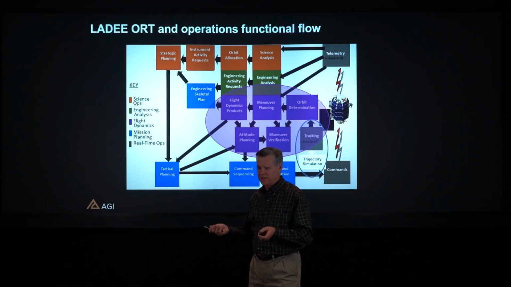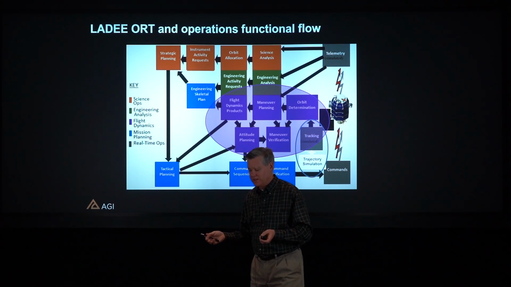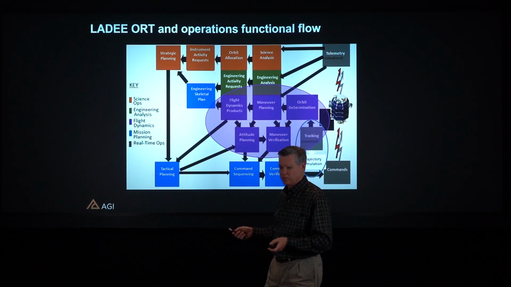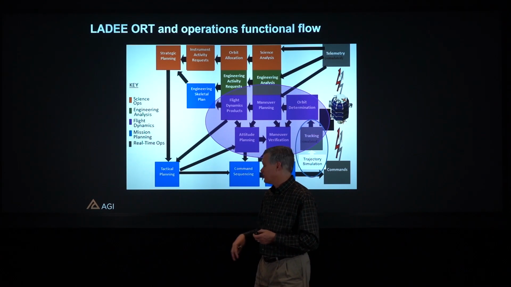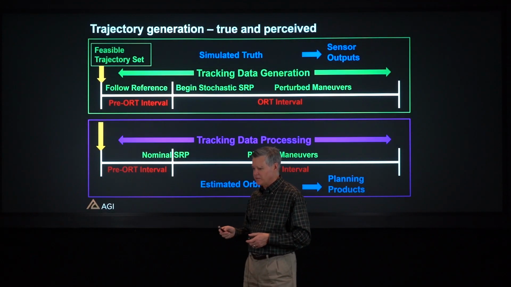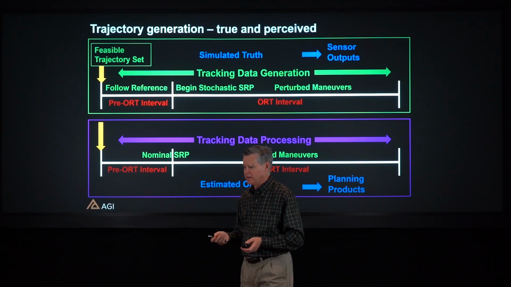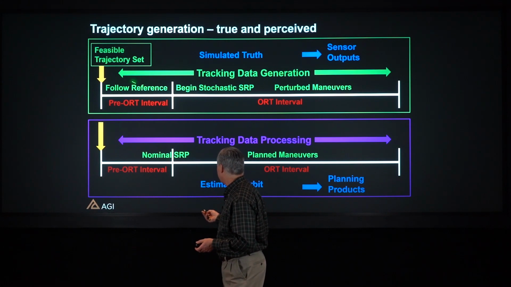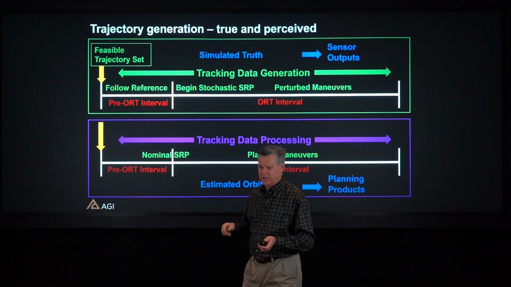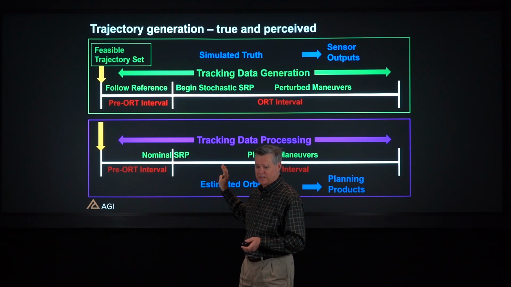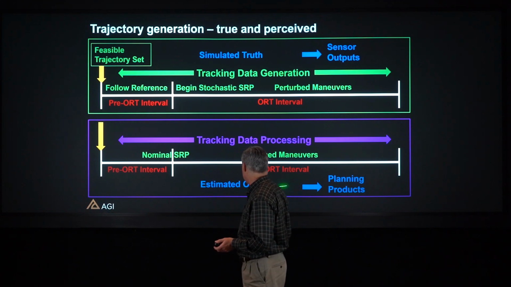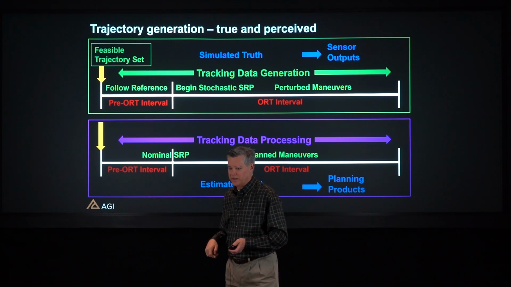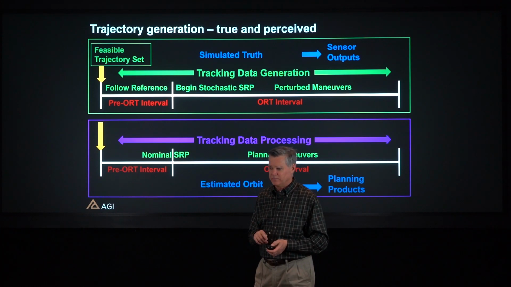So just like in a real mission, right, we never know what truth is. The flight dynamics team never knew what truth was. We never told them. But they only knew what their perception was. And so this is a different way of depicting that. Up on the top, we have where we're generating our simulated truth, right? So that's our one reality up on top. And then our other reality, which is the perceived reality by the operations team, is on the bottom.